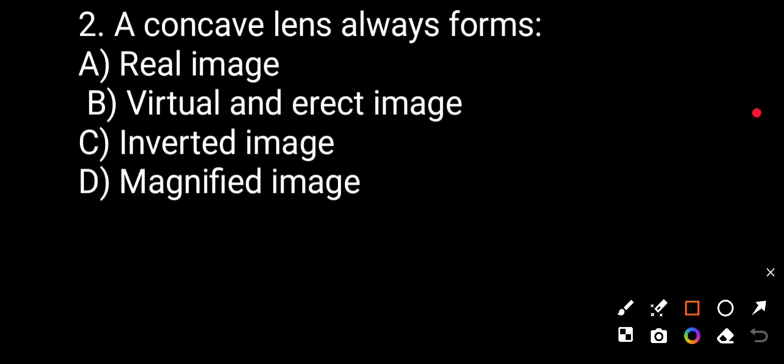Question number 2. A concave lens always forms a real image, virtual and erect image, inverted image, or magnified image. The correct answer will be virtual and erect image. Option B is correct.